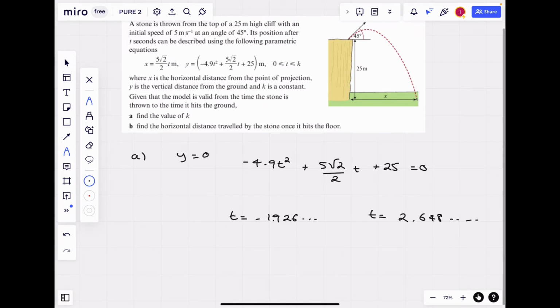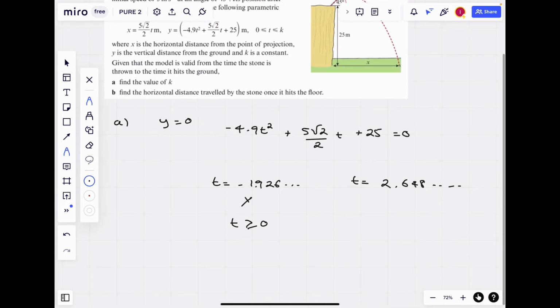One of these doesn't work. Which one? The first one. You can't have negative time. Time has to be greater than or equal to 0. So that means your value is 2.648 blah blah blah. So k equals 2.65.